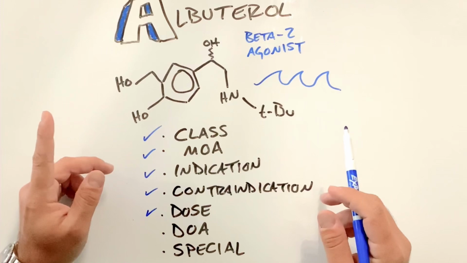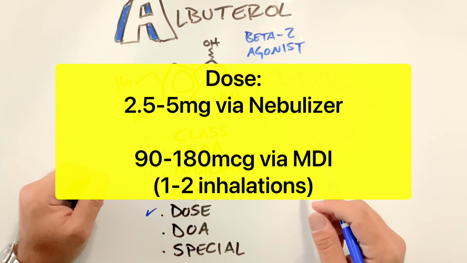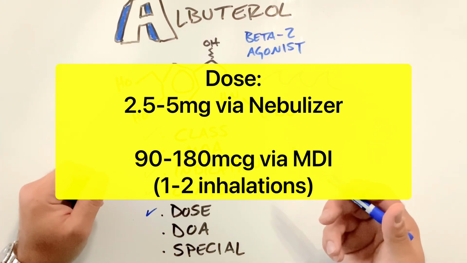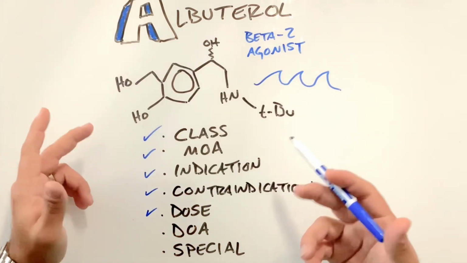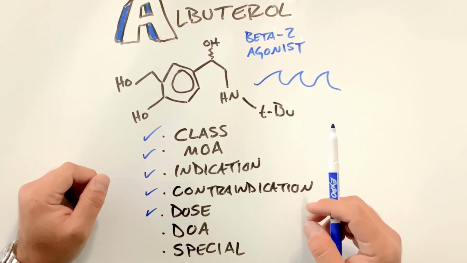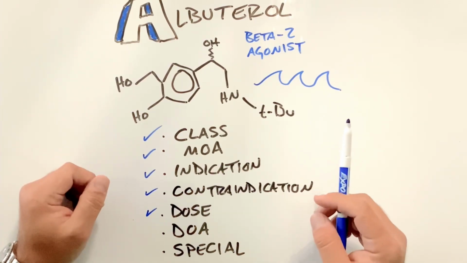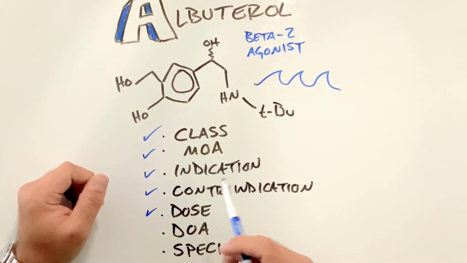What is the dose? 2.5 to 5 milligrams nebulized is our typical adult dose for albuterol. If you're assisting a patient with an MDI, or they have an MDI or maybe you have one in your system, 1 to 2 inhalations is typical for delivering that medication to your patient, and that's usually around 90 to 180 micrograms.